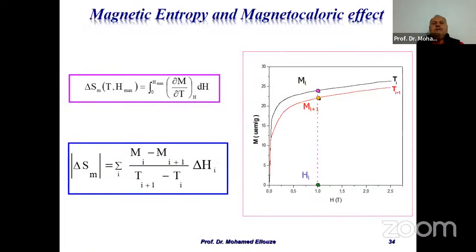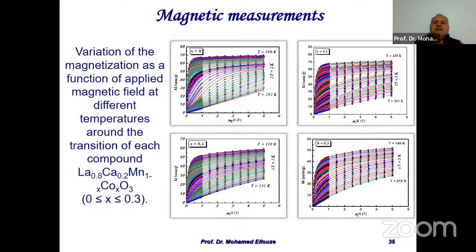So here we have some variation of magnetization as a function of applied magnetic field at different temperatures, for some series of samples. This part of magnetization versus applied magnetic field at different temperatures should be done between the paramagnetic state and the ferromagnetic state of our samples.